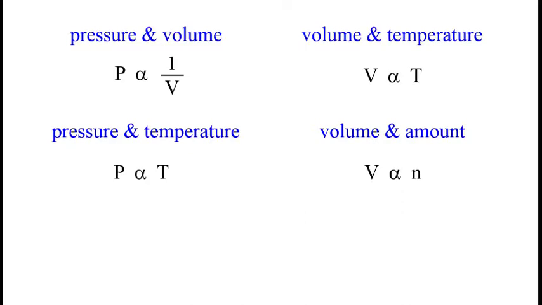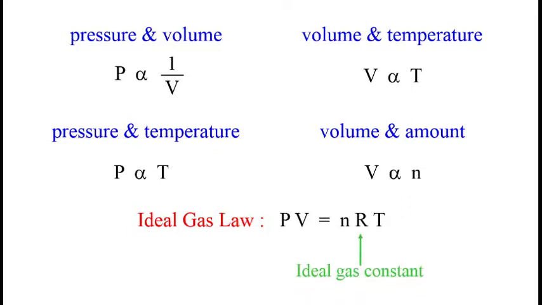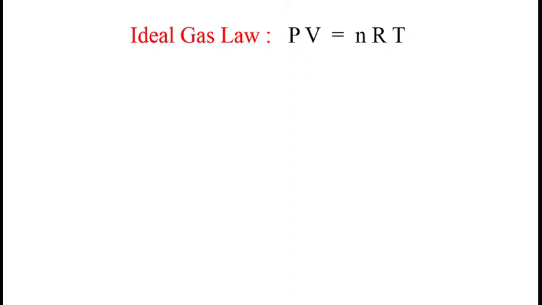All of these ideas were put together in the mid-1800s into what we now know as the ideal gas law, PV equals nRT. This equation contains the four measurable quantities of a gas. In the equation, R is a constant, called the ideal gas constant. We are talking about the ideal gas law, but what is an ideal gas?